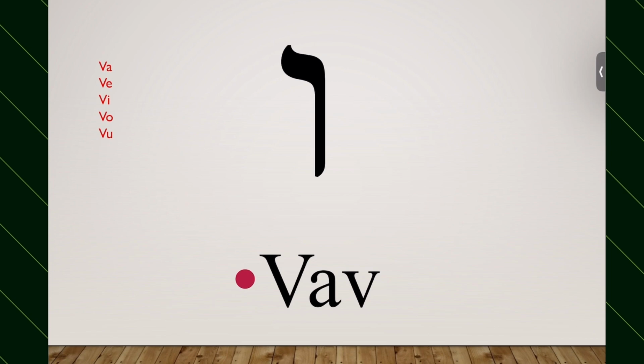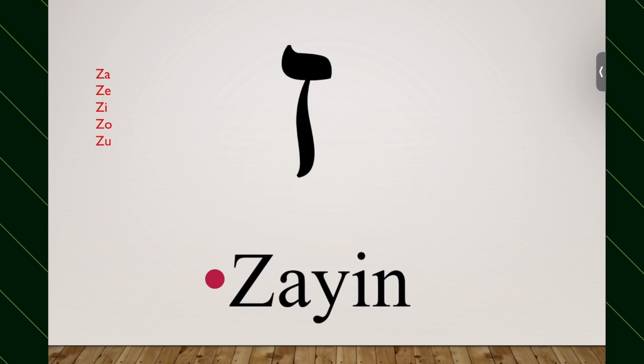Okay? Now we have a vav. Vav has the sounds va, ve, vi, vo, vu. Okay? Very similar to the bet without the dagesh. Okay? Now we have zain. Za, ze, zi, zo, zu.